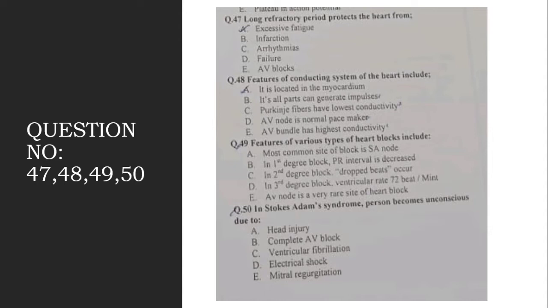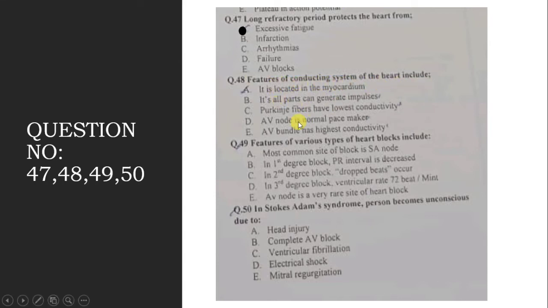So moving to our question number 47, long refractory period protects the heart from excessive fatigue, infarction, arrhythmias, failure, or AV blocks. So long refractory period is also a property of the myocardium and it protects the heart from excessive fatigue.